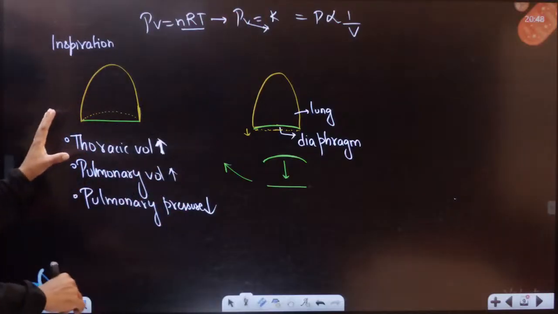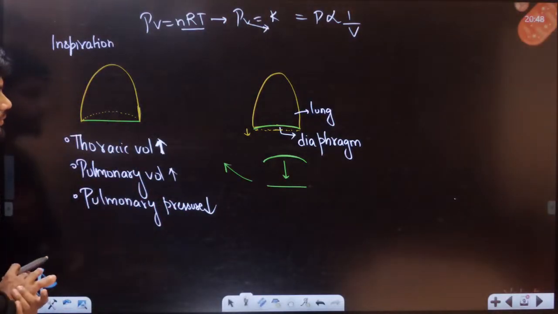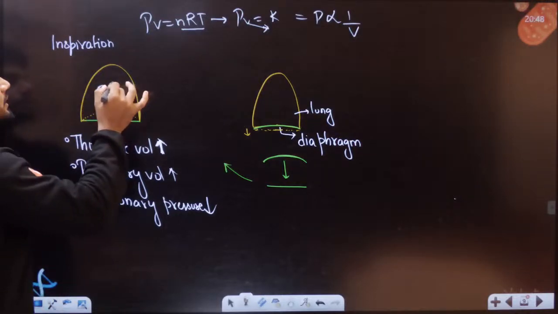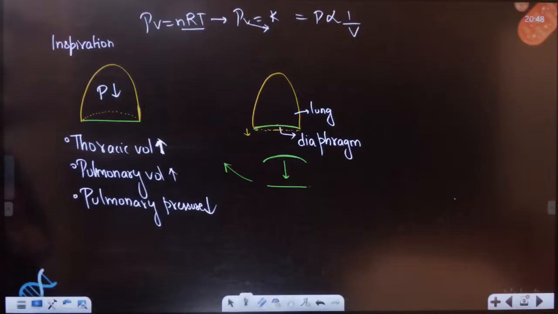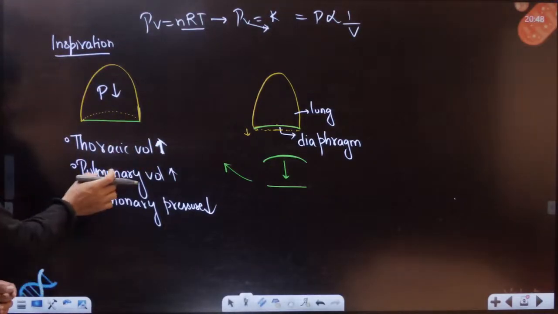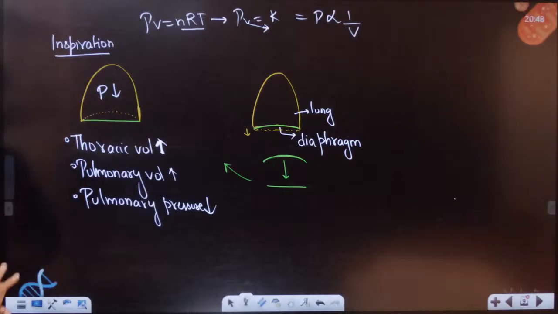If the volume increases here, students, then the pressure will decrease, right? The pressure will decrease, students. So what is inside? Pressure is less right now. So inside the lungs, what is happening? Negative pressure is there now. Whenever we do inspiration, because of increase in thoracic volume, increase in pulmonary volume, there is decrease in pulmonary pressure. So pressure is less now here.